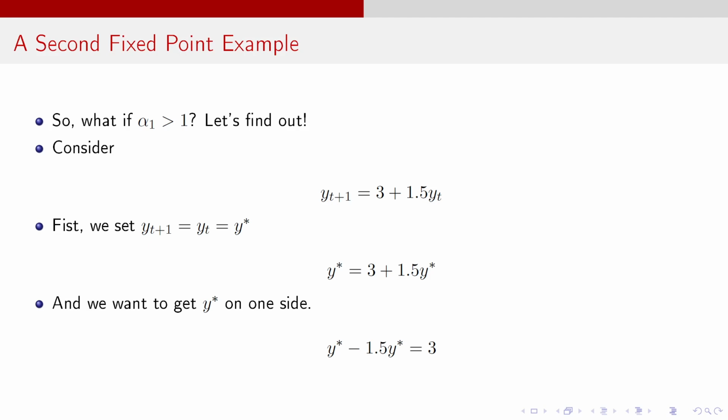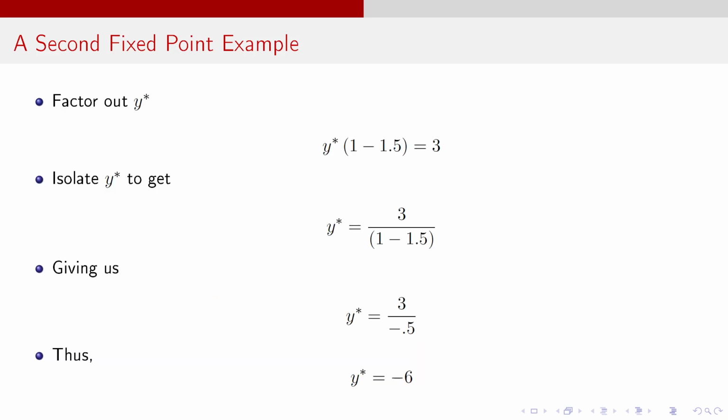Now, again, same process as before to find the fixed point. y_{t+1} equals y_t equals y star. So I now have y star equals 3 plus 1.5 y star. And I want to get y star on one side again. So I get y star minus 1.5 y star equals 3. I'm going to factor out that y star. So I get y star times (1 minus 1.5) equals 3. And I want to isolate that y star to get 3 over (1 minus 1.5), which gives me 3 divided by negative 0.5, which gives me negative 6.